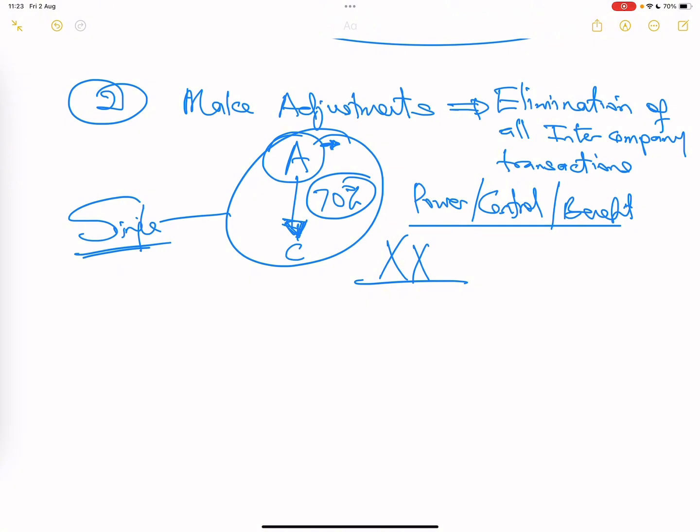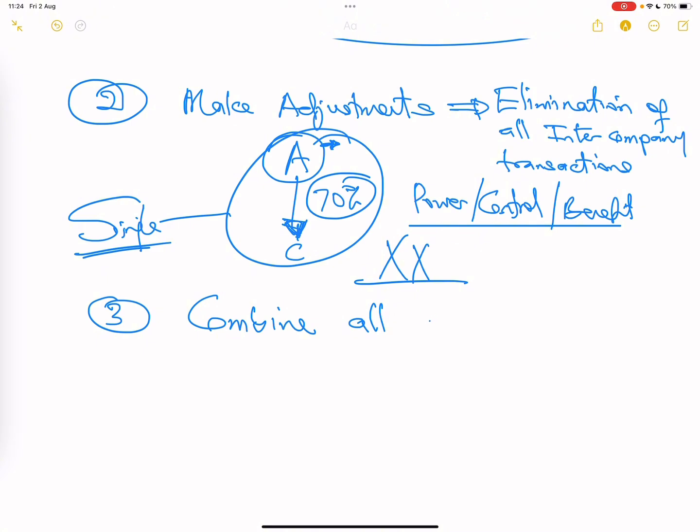And that's one of the reasons why a new standard came on consolidation of all SPEs, special purpose entities. Okay, now make all those adjustments and you can now go to step 3, which is to combine. This is the easiest one that everybody likes to do.